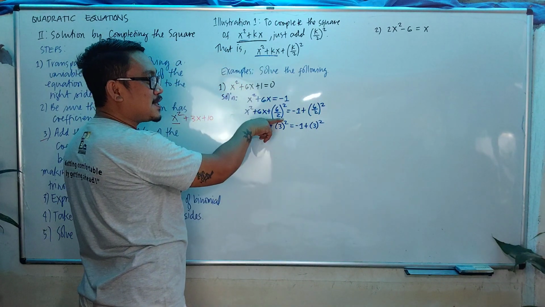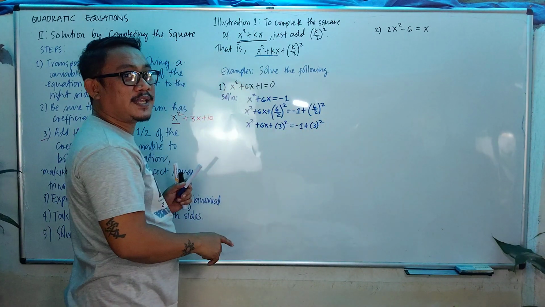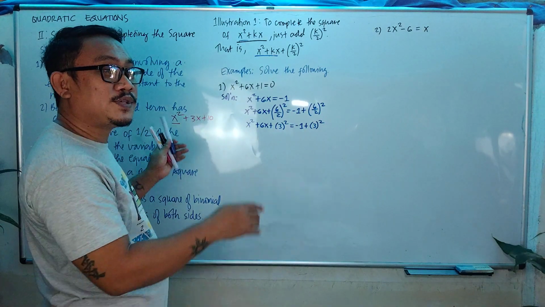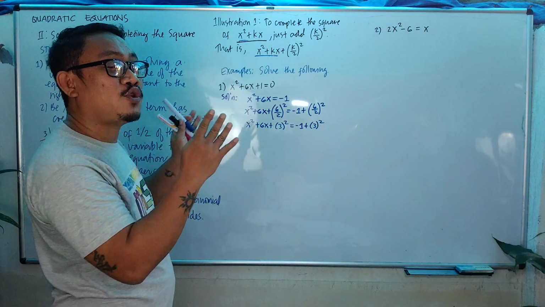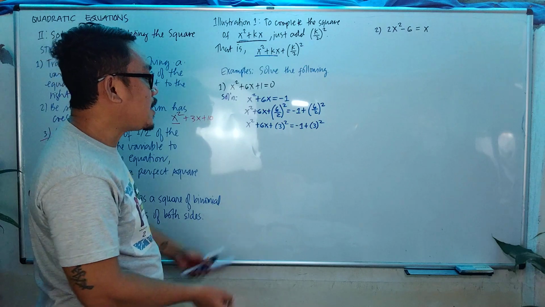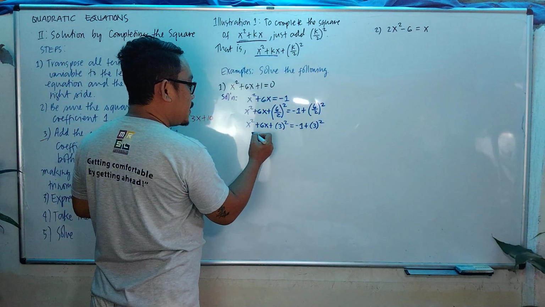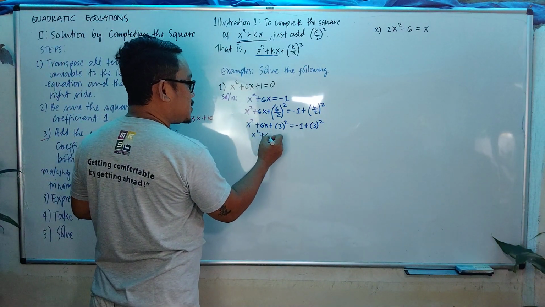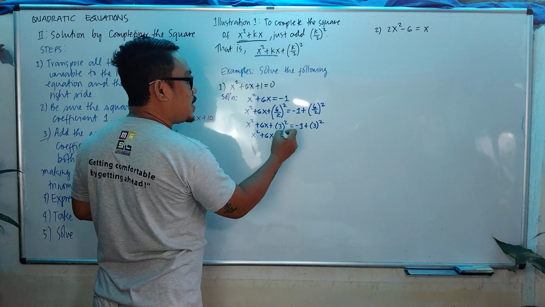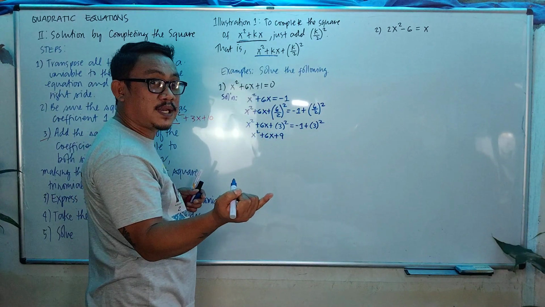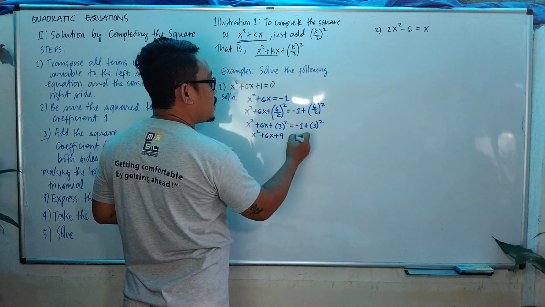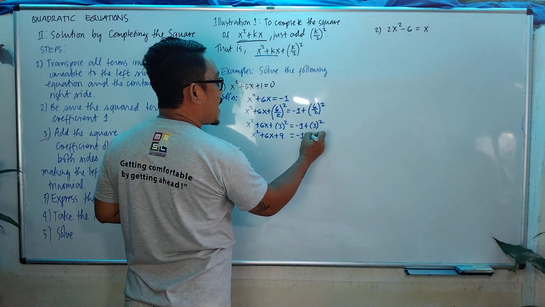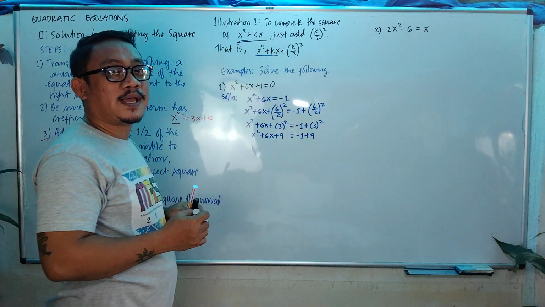Whatever we add on the left side, we also add on the right side, because that is the step. Okay? So simplify further. This is x squared plus 6x plus what is 3 squared? That is 9, because 3 times 3 is equal to 9. This is equal to negative 1 plus 9.